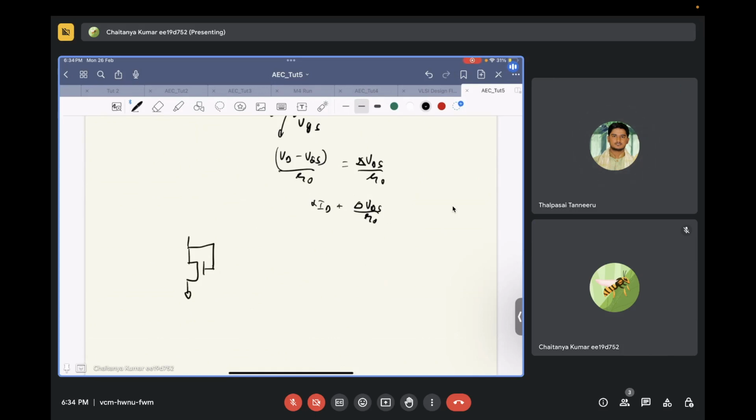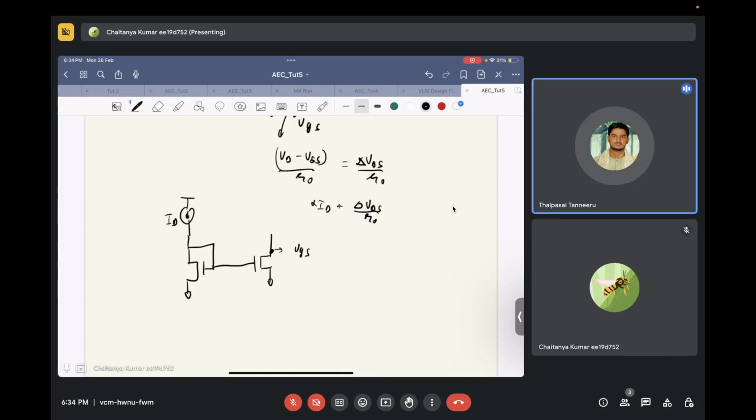you had VGS over here, ID. So VGS is made, right? Now you need to fix this particular voltage also to VGS, correct? Okay, so how will you do it? Sir, if you make it diode connected, then it is a direct way. Then VDS and VGS should be the same.